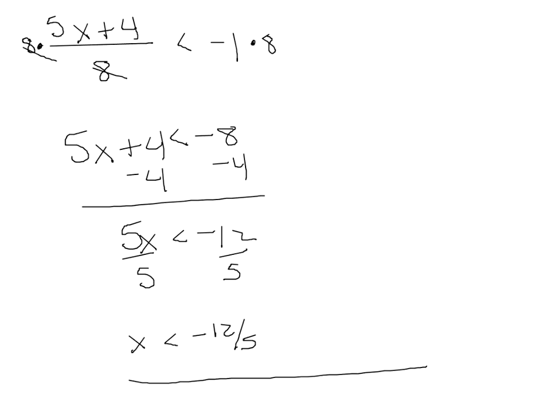So I find minus 12 fifths on the number line. It's a strict inequality, so it's an open circle, and then color the numbers that are less than that. And the interval would be from minus infinity up to minus 12 fifths, parentheses on both ends.